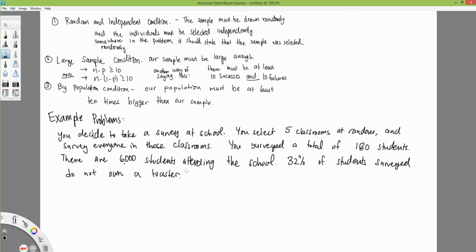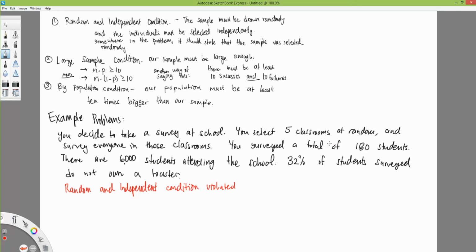The random and independent condition. All right. Why is that one violated? They're not independent of each other, they're all the same classroom. Random and independent condition violated.